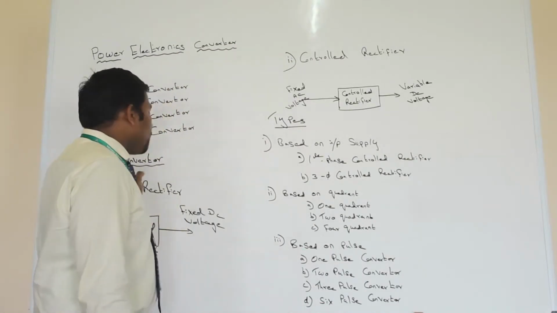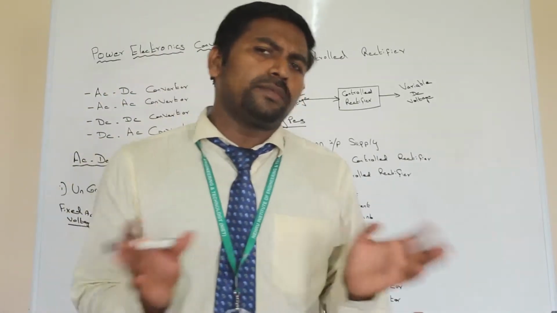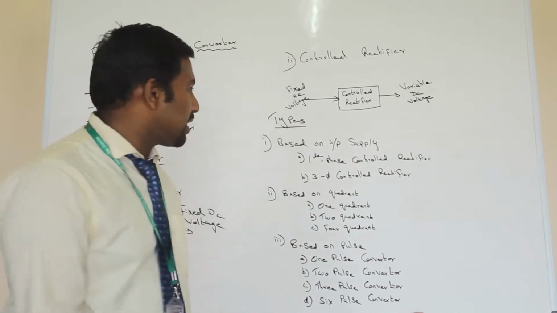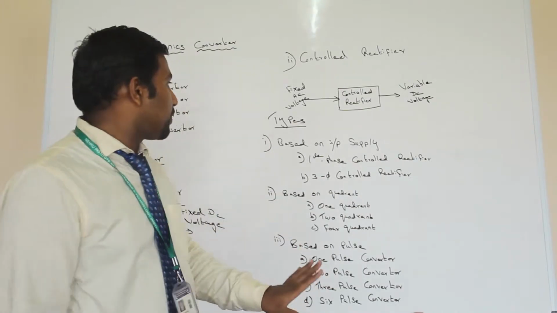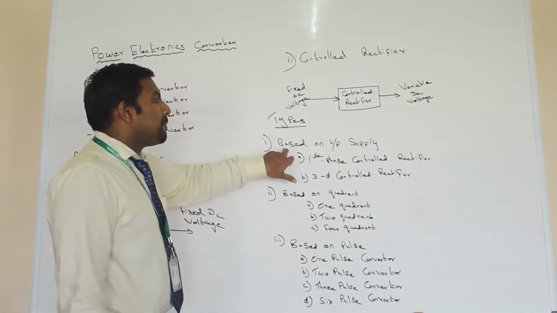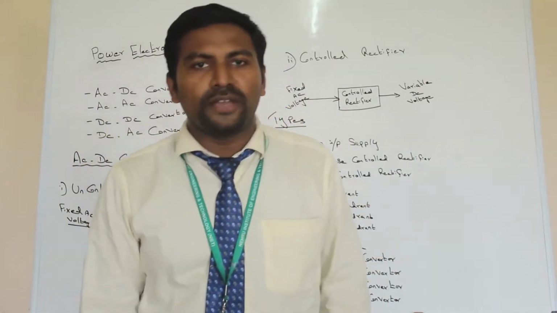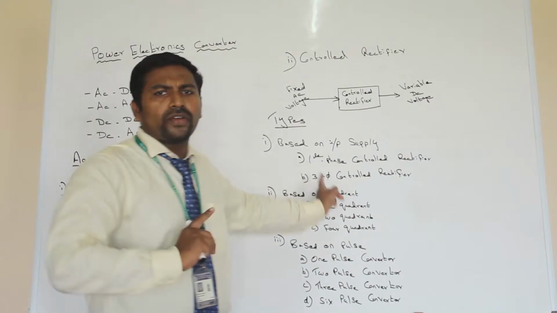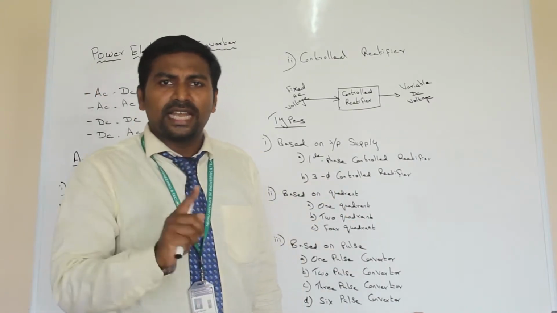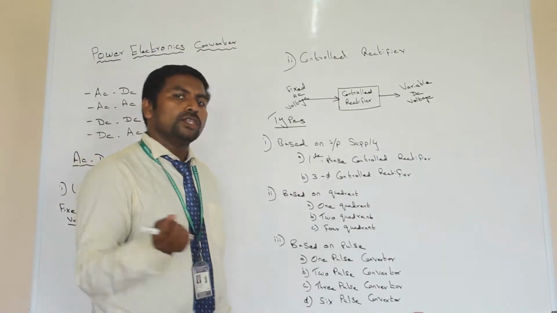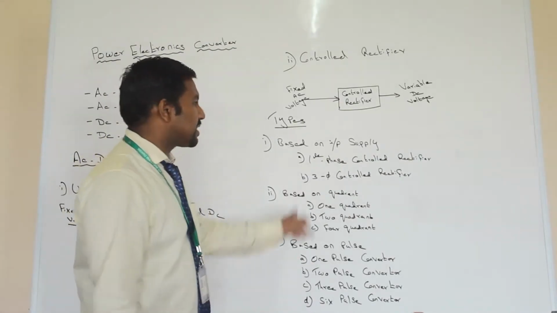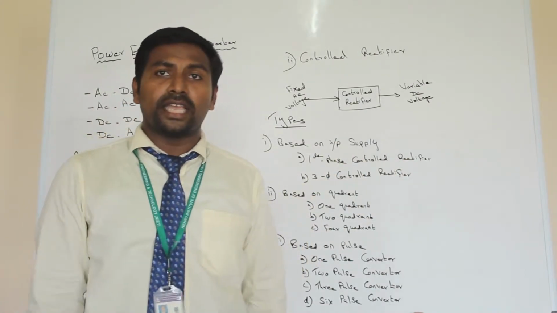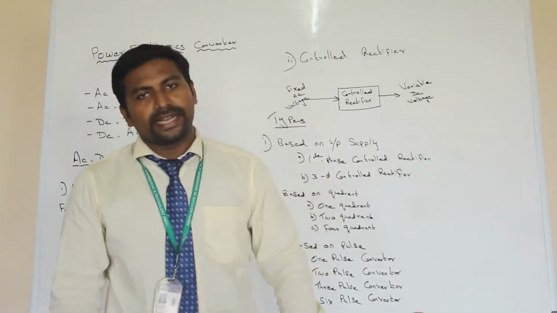Okay. In this AC to DC converter, there are different types of AC to DC converters. Here I have classified the AC to DC converter based on some of the types. First, based on the input supply, it is classified into two different types. That is, first is a single phase AC supply and second is a three phase AC supply. If you are using a single phase AC supply, it is a single phase controlled rectifier. If you are using a three phase AC supply as an input, it is a three phase controlled rectifier.